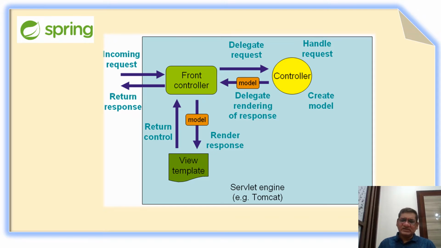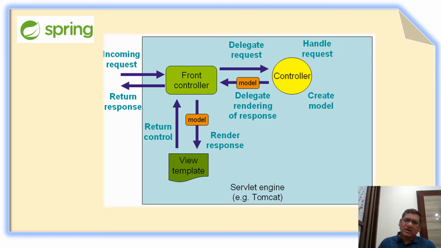On the screen, you can see the Spring Web MVC architecture. There are three major things: one front controller, controller, and view template. The front controller is the dispatcher servlet provided by the Spring framework. The controller is what the developer writes. And the view templates are what we are going to write. So there are three things.